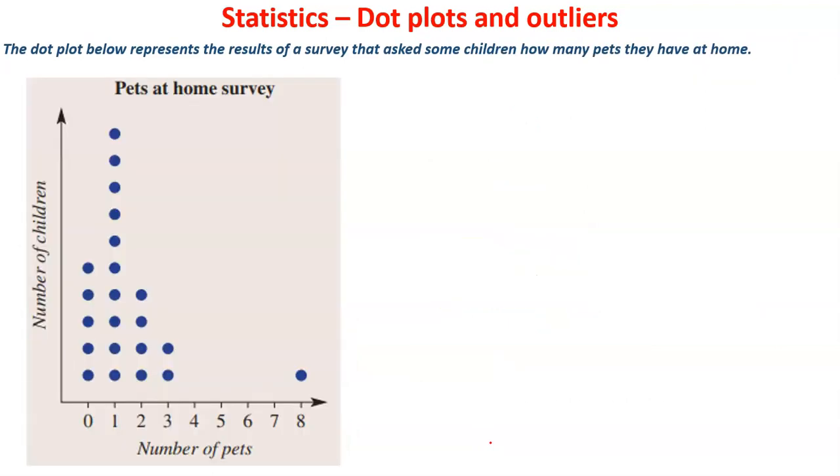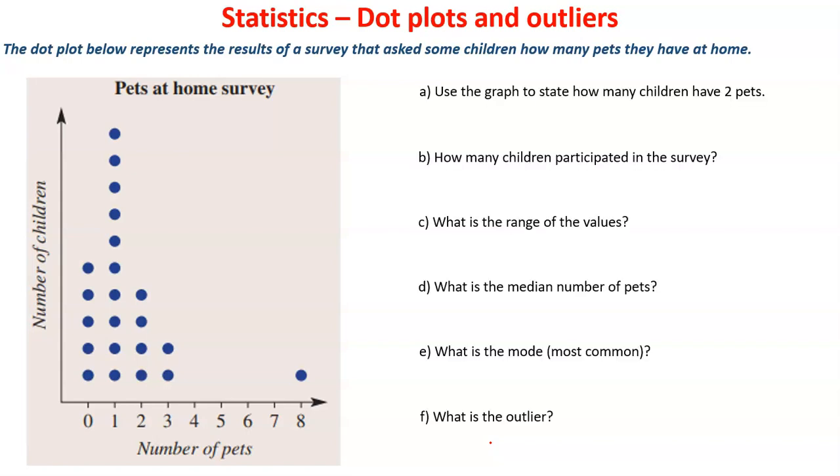Okay, moving on. So the dot plot below represents the results of a survey that asked some students how many pets they have at home. Similar concept. Again, we can see we've got a nicely labeled dot plot. We're going to go through and actually attempt these questions. So use the graph to state how many children have 2 pets. Again, quite easy. We're just going to go to 2 and count how many we've got. And the answer to that's going to be 4.